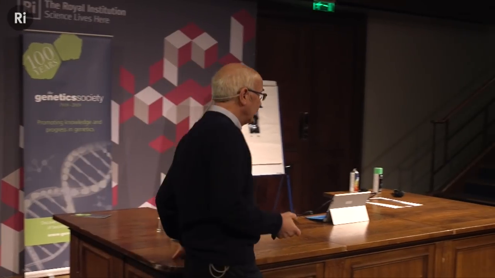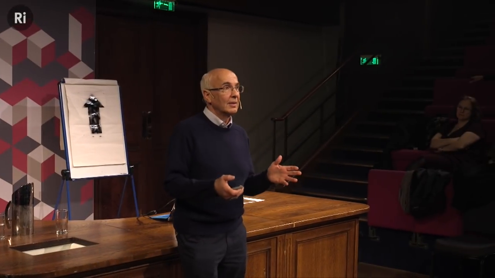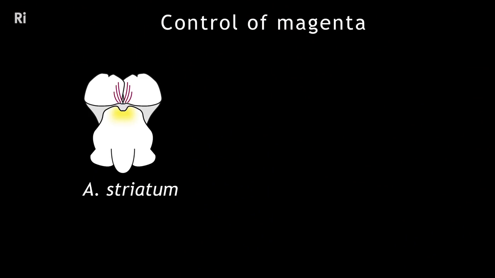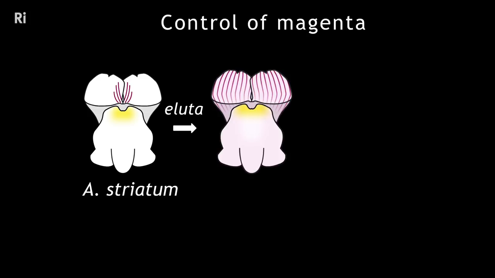So we're just going to concentrate on magenta. Forget the yellow, just think magenta. What you can see on that flower is some veins just over the entry point of the bee. That's the vein pattern, the magenta pattern, that you see in Antirrhinum striatum, the yellow one normally. Now, if we change a gene or remove a gene called eluta, what happens is those veins now get put all over the flower, all over the upper petals at least.